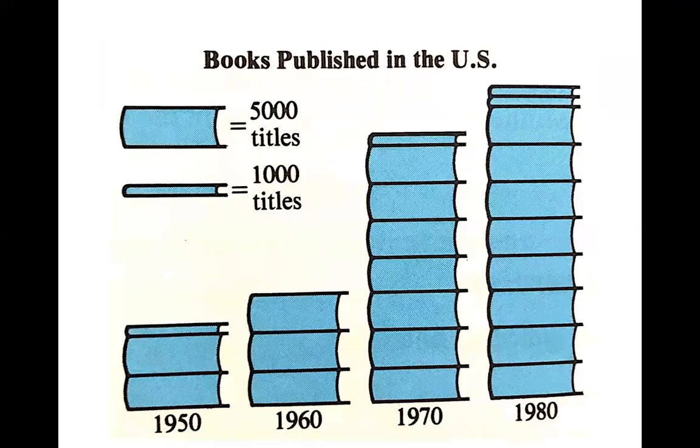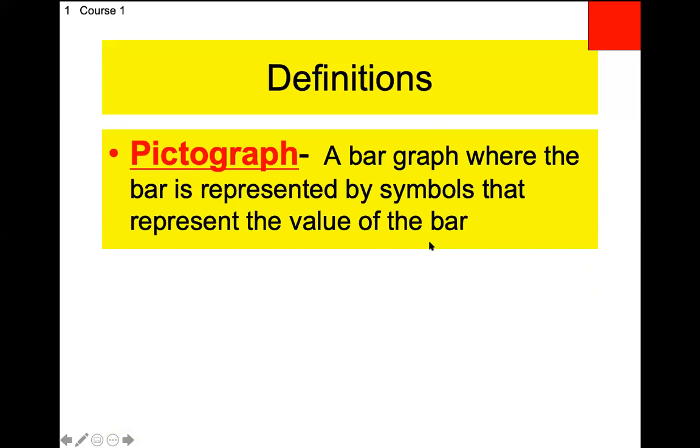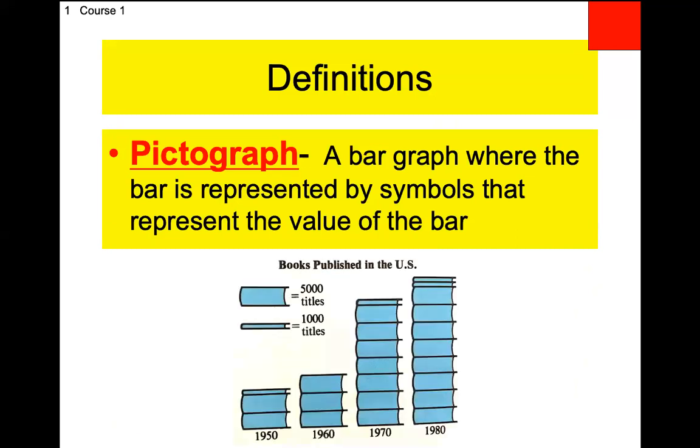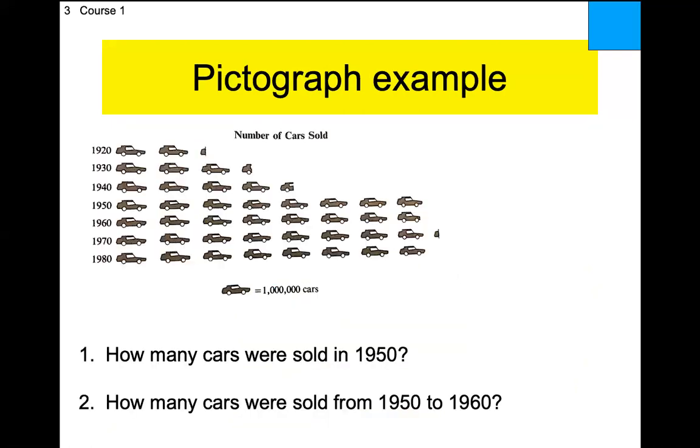One more time, looking at the picture, that's a pictograph. It's a bar graph. Each one of those individual pictures represents a number, 5,000 for the big one, 1,000 for the little. You can do the math really quickly with this. All right, unless you tell me, I'm moving on. Moving on. All right, well, here's a pictograph.